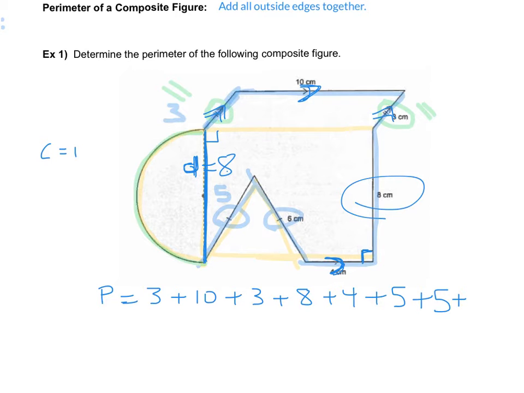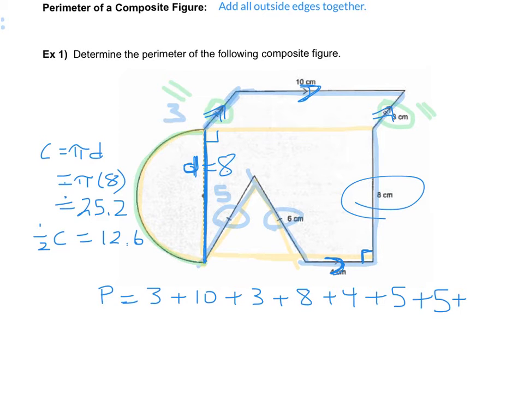So I'm going to use the formula of pi times diameter and do pi times 8. And when I do that, I get approximately 25.2. That would be the entire circle. But I only want half of the circle, so I'm going to take half of the circumference, half of that value. It's going to give me 12.6.